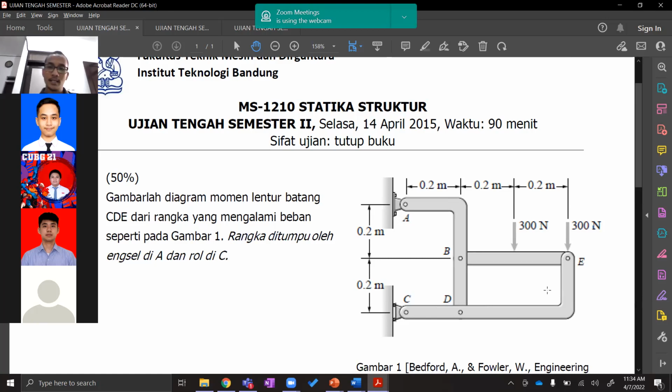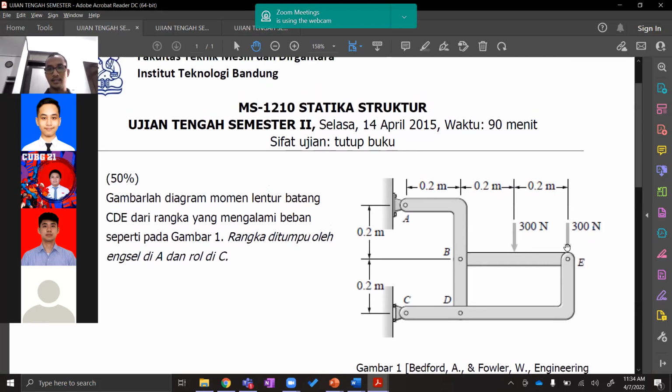You can see that it's not necessarily always a straight member that we are asking in the exam. Sometimes it can be a combination between horizontal and vertical. In this case, there is a horizontal part CD until this particular point, and then from this particular point till E, it's vertical. But we can still do that. Okay.